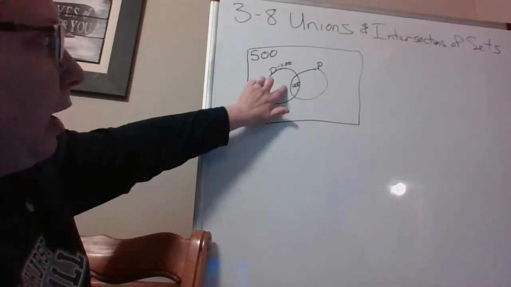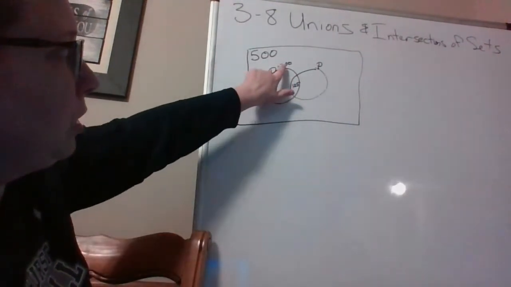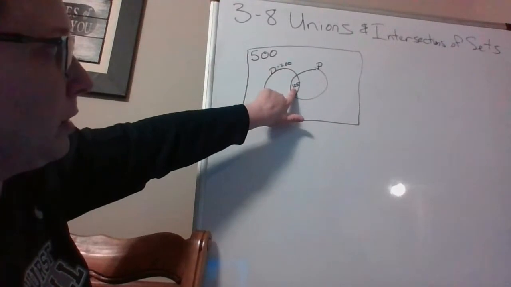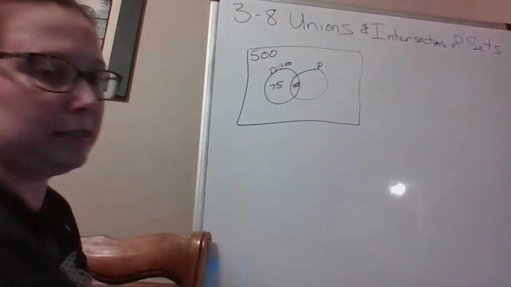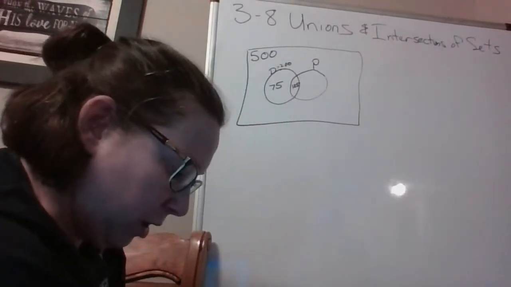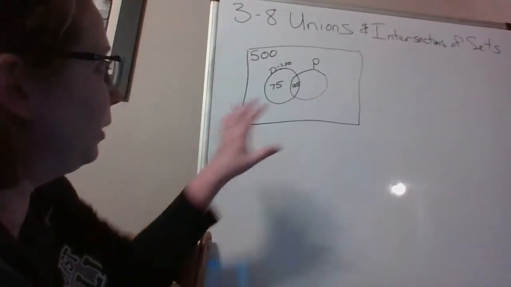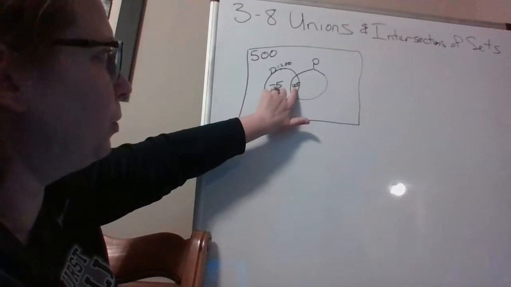We can then figure out how many people drive but don't use public transportation. So you would take the 200 minus the 125 that do both. And you can say that 75 people drive only. So we have how many people drive only, how many people do both.